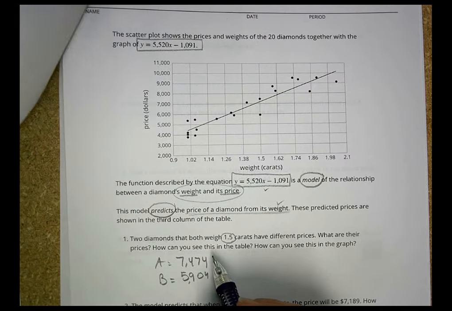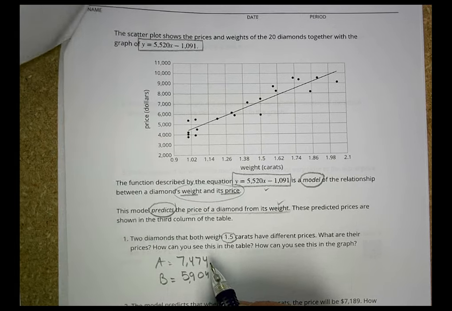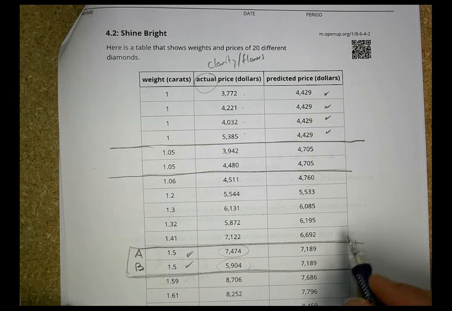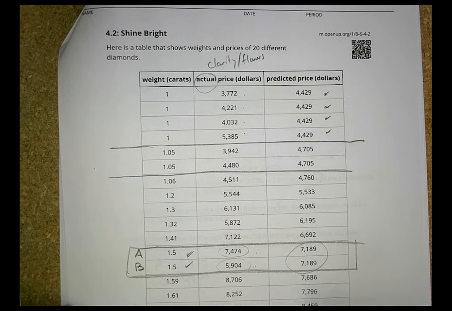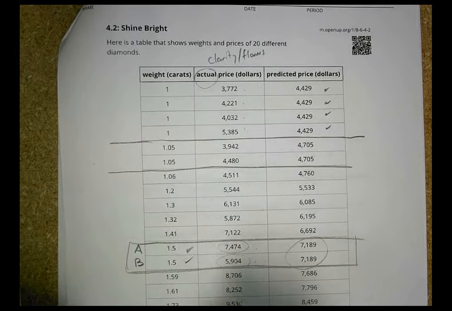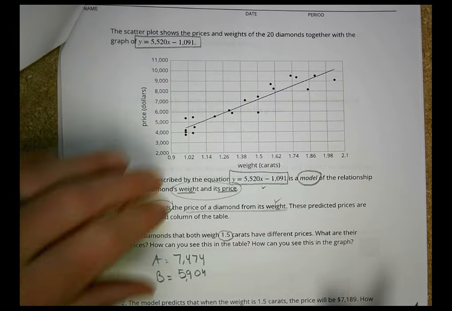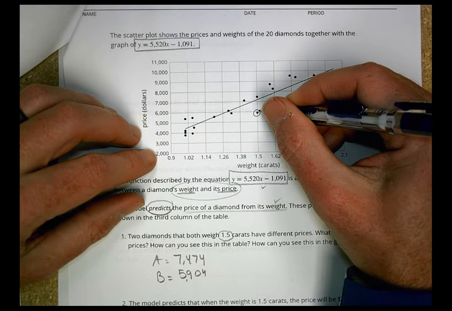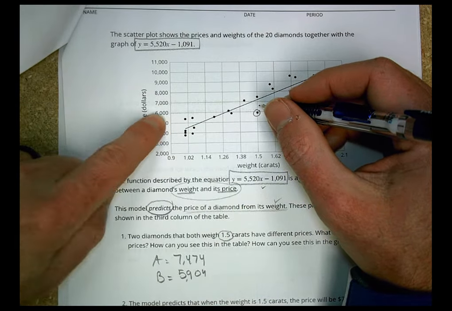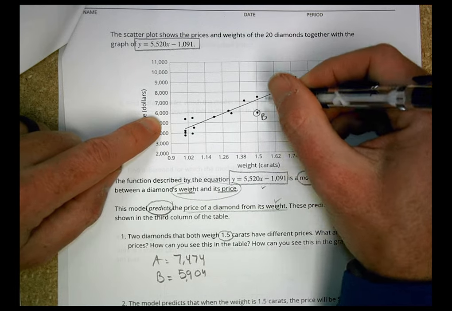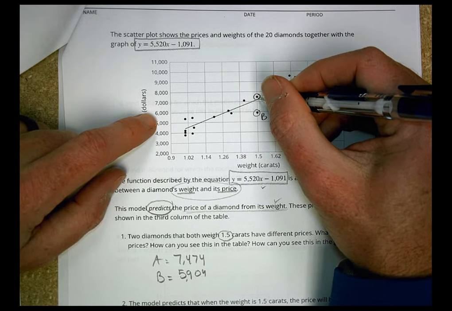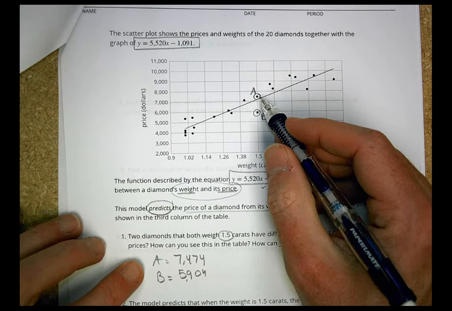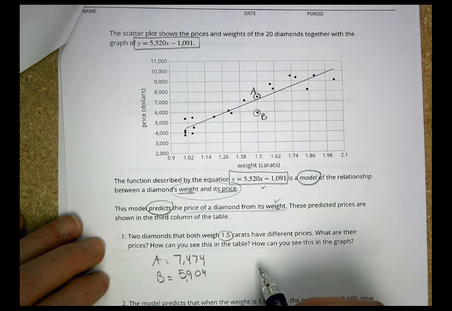So how can you see this in the table, and how can you see this in the graph? In the table, we can find the 1.5 and see the value. There's the predicted value and the actual value there. On the graph, where do we see the 2 1.5 values? Here's 1.5, and we have one of them right here at a cost that's lower than 6,000, so this must be B. And we have this one right here, which is close to the line above 7,000. This would be letter A. So we can see them there on the graph, no problem, and we saw them on the table.